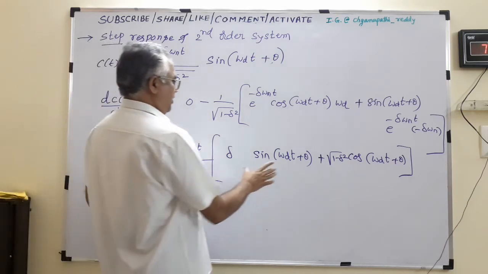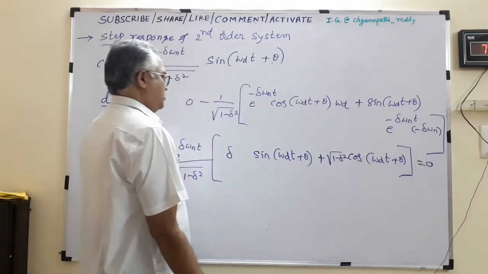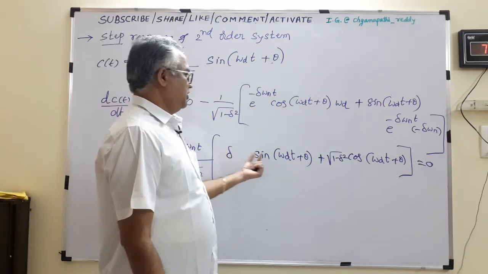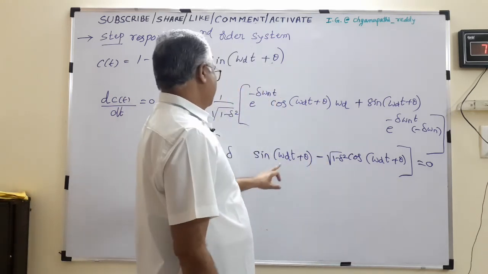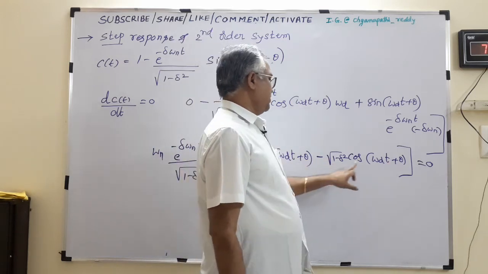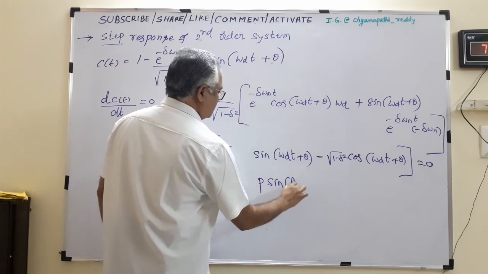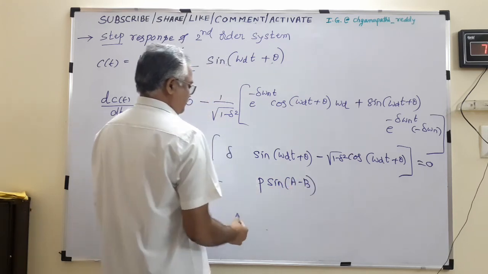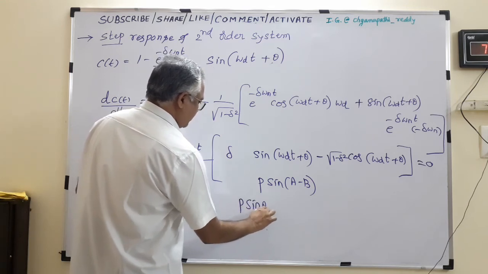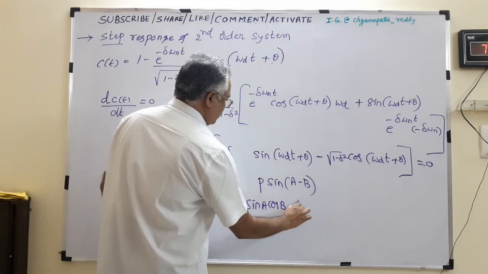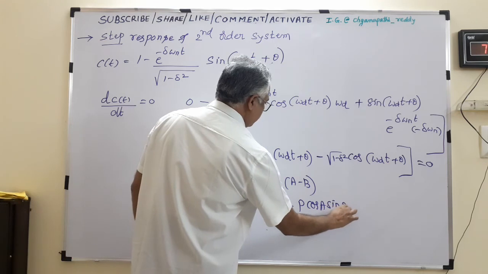So what is remaining? Equal to 0. So once again, sin A cos B minus cos A sin B is equal to P sin(A minus B). So this is like P sin A cos B minus P cos A sin B.